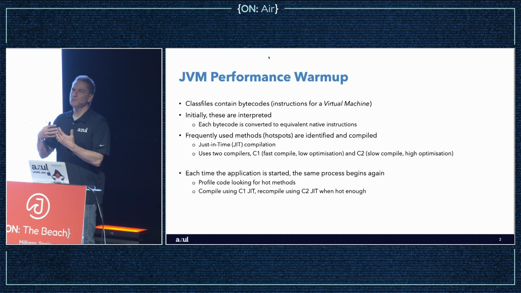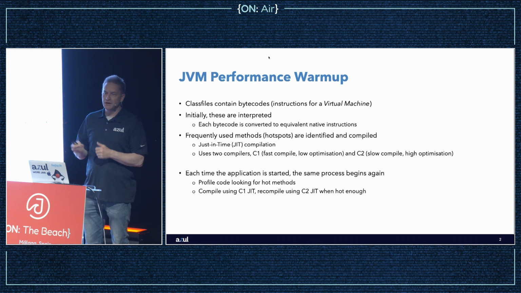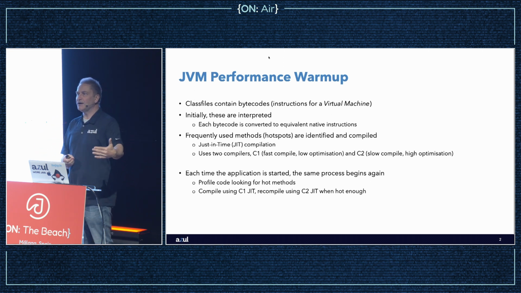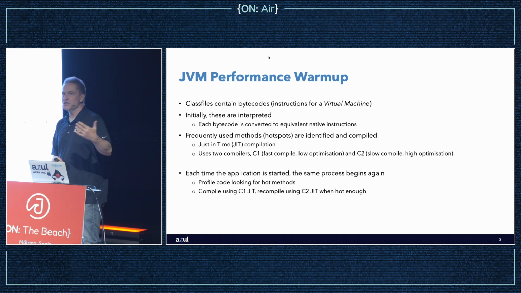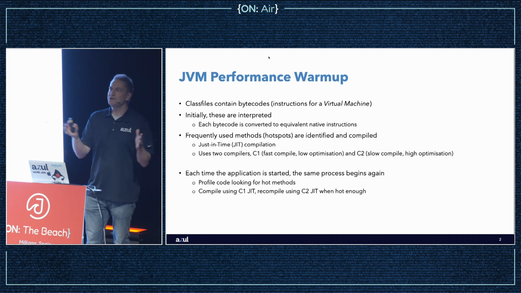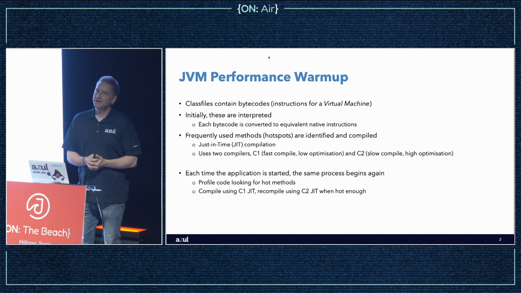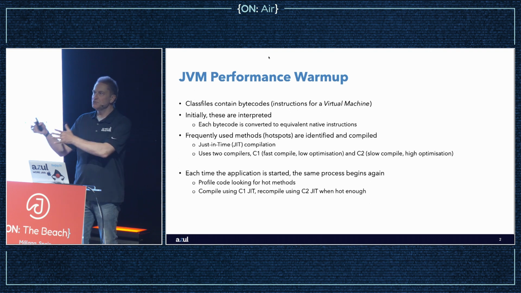And then what we do is we compile them using just-in-time compilation. We figure out which methods are being called frequently, we keep account of that, we profile, and then when we hit a certain threshold, we say, okay, rather than interpreting bytecodes, let's compile that code using our just-in-time compiler, and we'll generate native instructions. And we do that in two stages.